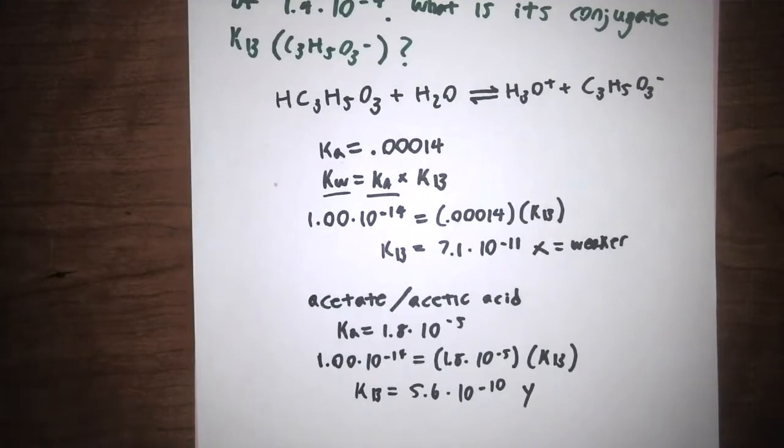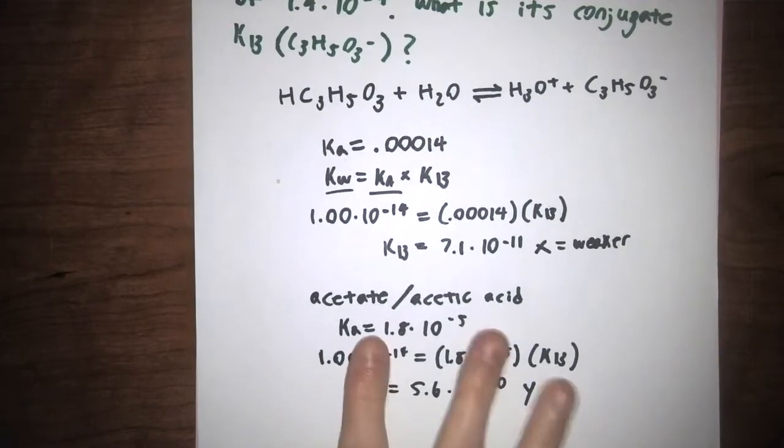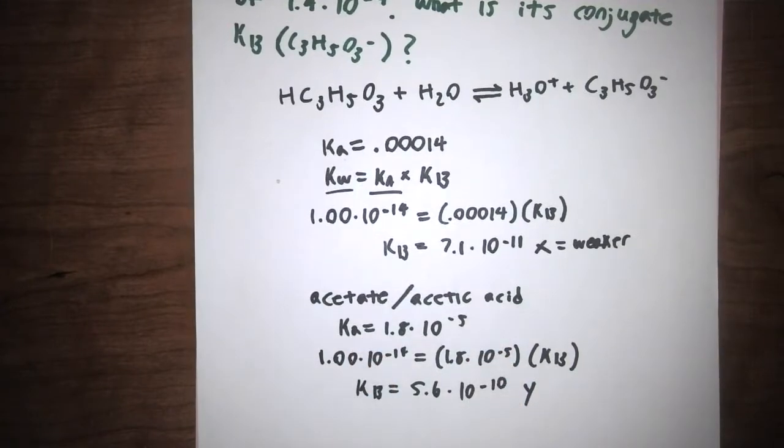A very elementary introductory question to start the night off. If you got this right, very good. If not, no worries. You might want to review Kw, Ka, and Kb. This will be a crucial concept for your exam coming up on April 2nd, which is less than a week from this video posting. So go ahead and review this if you didn't get it. If you did get it, very well done. We're going to move on to the next problem.